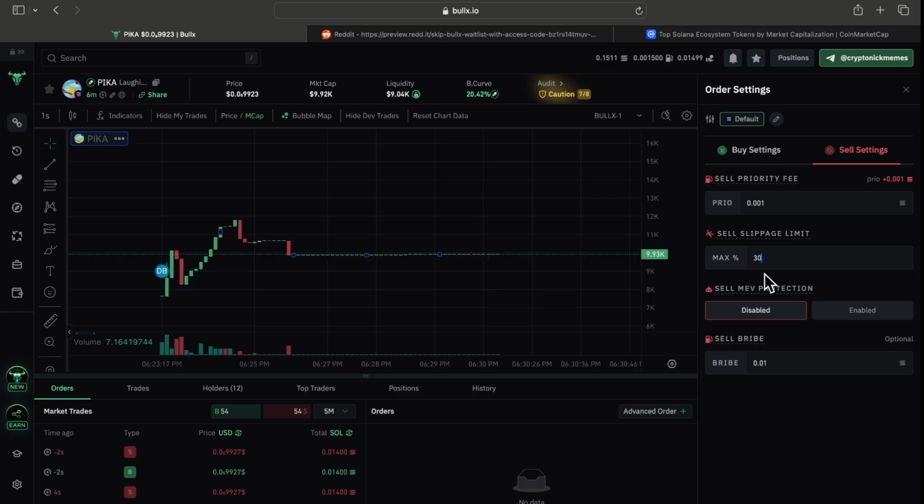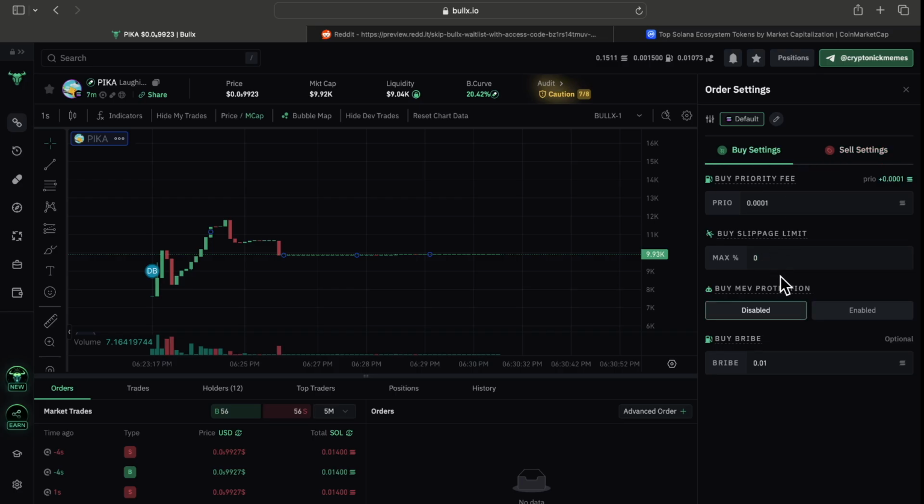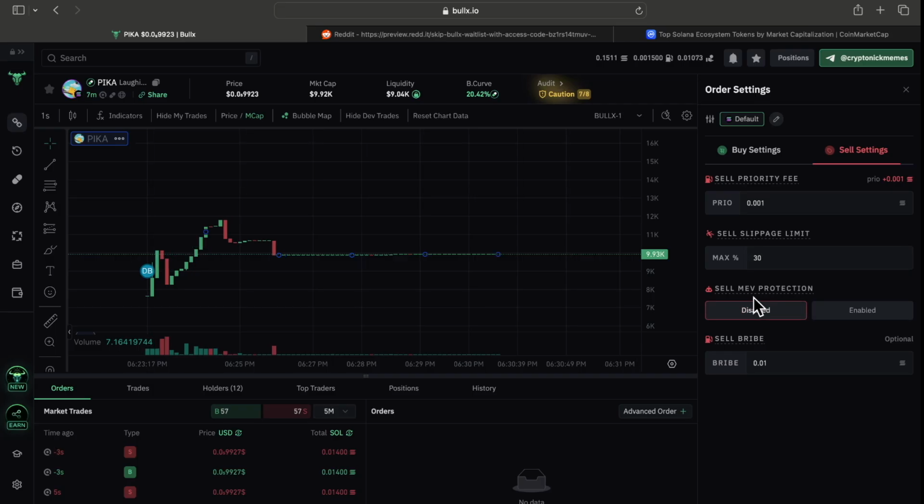So I usually have it at least multiple times higher. So if you're using 10 when it comes to buying, I would suggest at least 20 to 30 when it comes to the selling slippage. Now MEV, for me, it's always disabled when it comes to selling because I haven't really ever gotten MEV'd when I sell or even really seen anyone get MEV'd when they sell. So I always keep it disabled and that works the best.